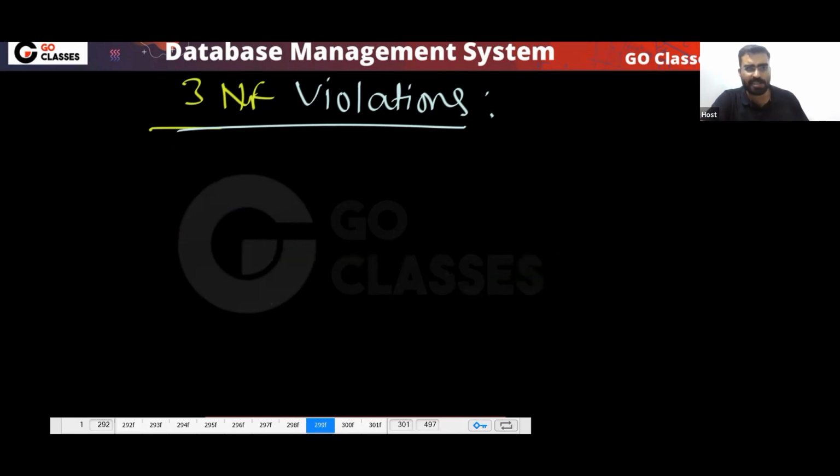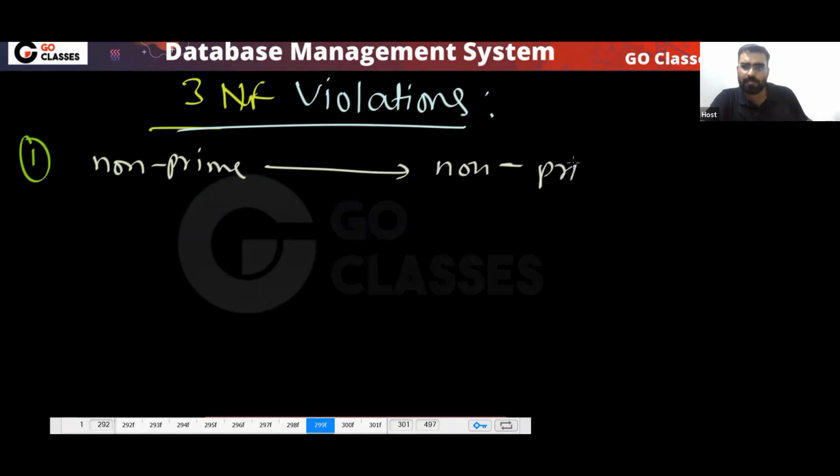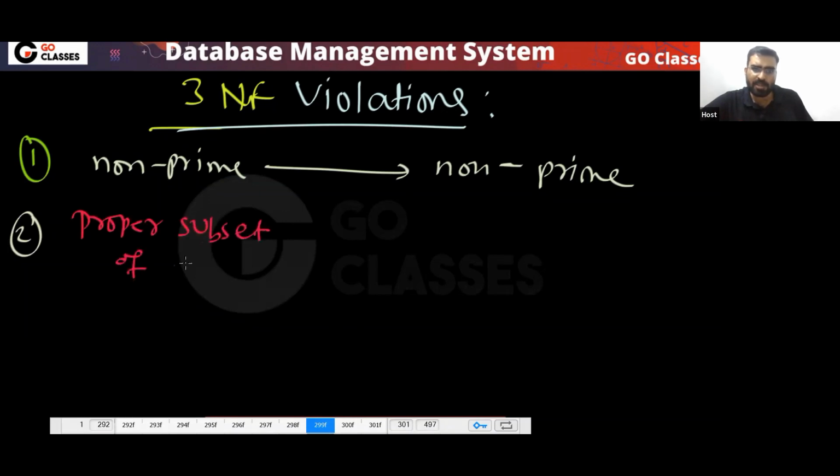If you want to write the same thing in different ways, then you can write like this. Non-prime to non-prime is a problem. Non-prime to another non-prime, this is a problem. And why this is a problem, you already know. Yes or no? Because this is not a super key. Not a super key implies non-prime. So this is a problem. Next you can notice proper subset of candidate key determining non-prime.